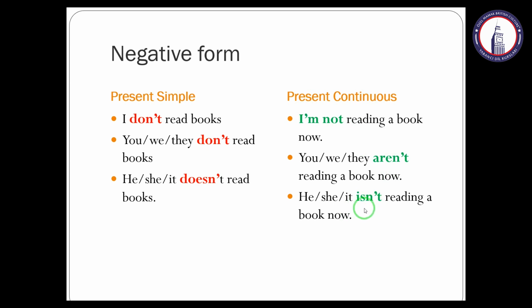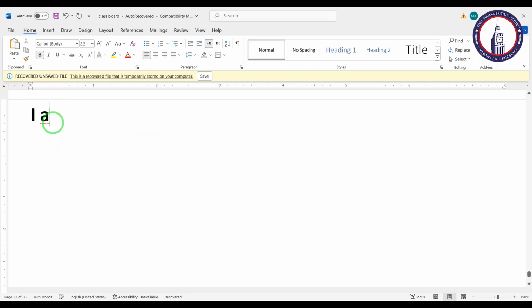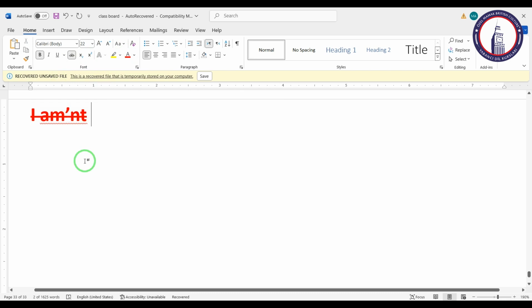There is a question here. Why is amn't wrong? Yes, this is wrong because we have nothing like I amn't reading. Amn't is not abbreviated. There is no short form for that. It must be I am not or I'm not, exactly like this form. So anything like I amn't is wrong and it shouldn't be used in English.